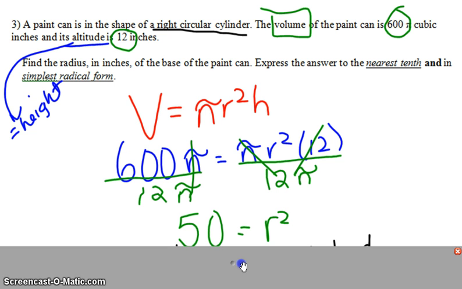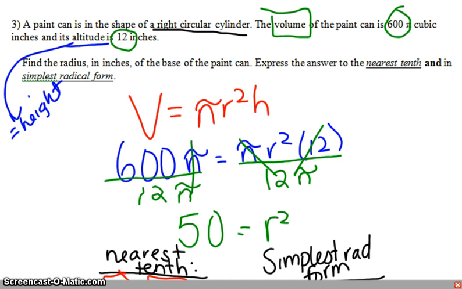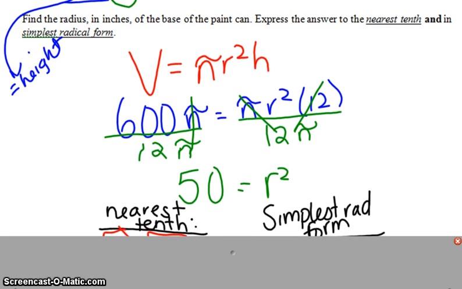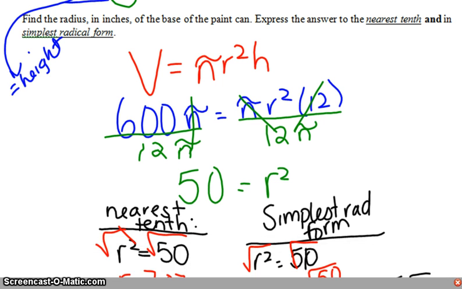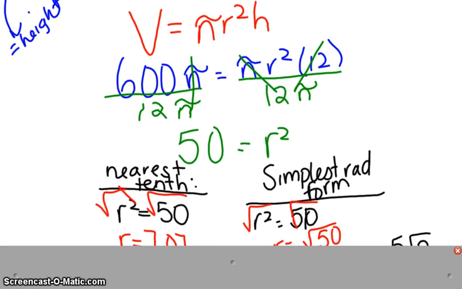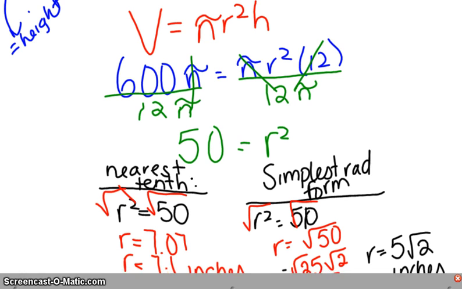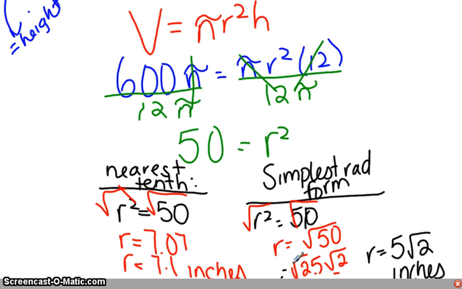We want it to the nearest tenth. So for the nearest tenth, we're going to take the square root of it, and when you put that into your calculator, you get 7.07, and that rounds to 7.1 inches.